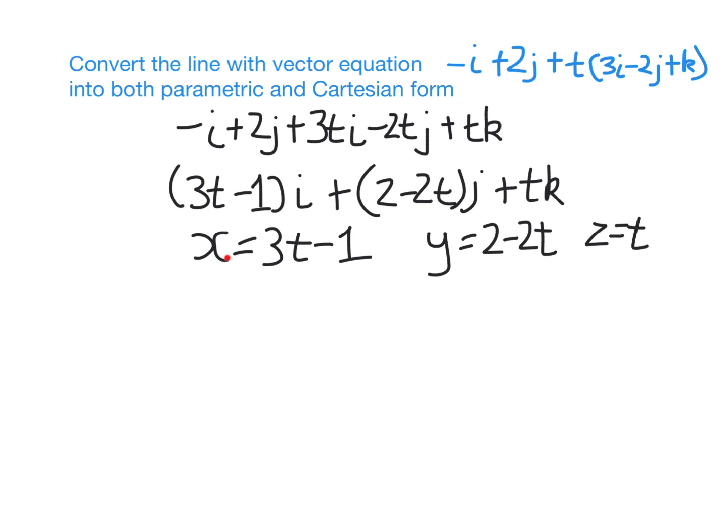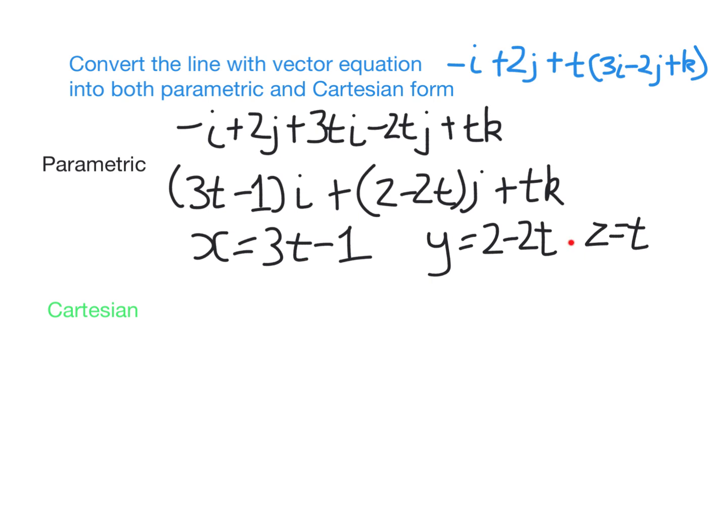So this is said to be in parametric form. We've written x, y, and z in terms of another parameter, in this case t. In this form, you just need to know the value of t. You can substitute into each of these formulae, and you get the x, y, and z coordinate of a point that lies on the line that was on the previous slide. So for the Cartesian form, we want an equation linking x, y, and z.